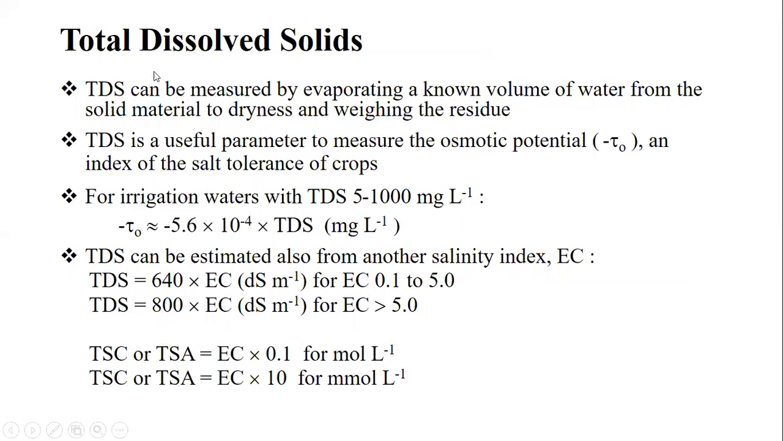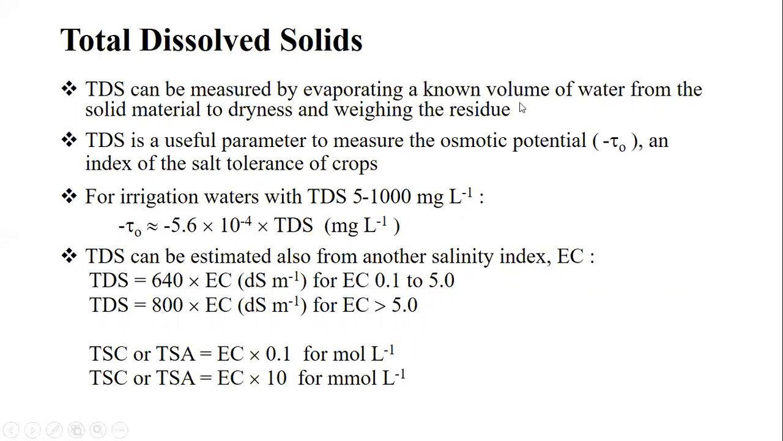Okay, first let's talk about the total dissolved solids, TDS. How can we measure this? This can be measured by evaporating a known volume of water to dryness and weighing the residue. So if you want to know how much salt you have in terms of total dissolved solids, you take a salt solution or irrigation water, whatever type of water related to agriculture, that you want to know the TDS of.